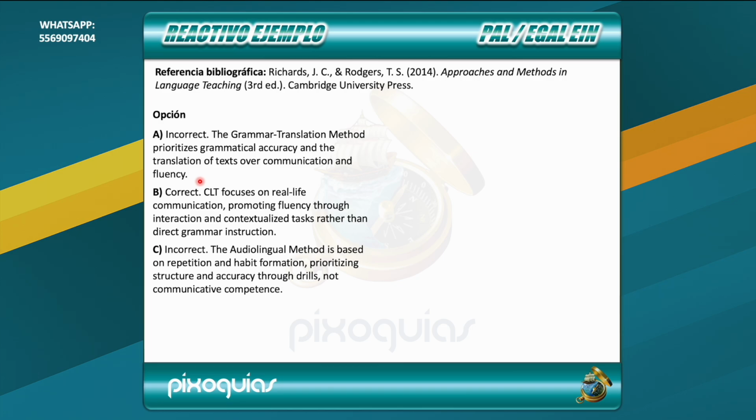CLT focuses on real-life communication, promoting fluency through interaction and contextualized tasks rather than direct grammar instruction. While A and C are incorrect because the grammar translation method prioritizes grammatical accuracy and the translation of text over communication and fluency. And C is also incorrect because the audiolingual method is based on repetition and habit formation, prioritizing structure and accuracy through drills and non-communicative competence.